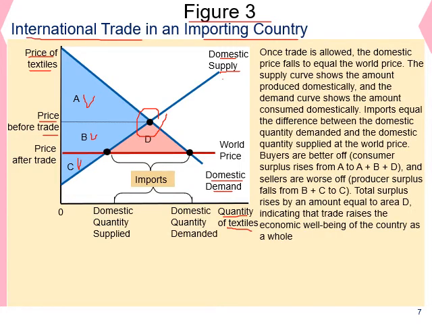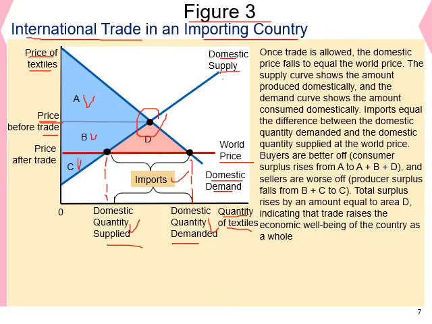Now with trade, the world price is below the domestic price. Because the price is lower, producers will decrease the quantity supplied, which is this much, and buyers will increase the quantity demanded, which is that much. The difference between the quantity supplied and the quantity demanded will be imports.